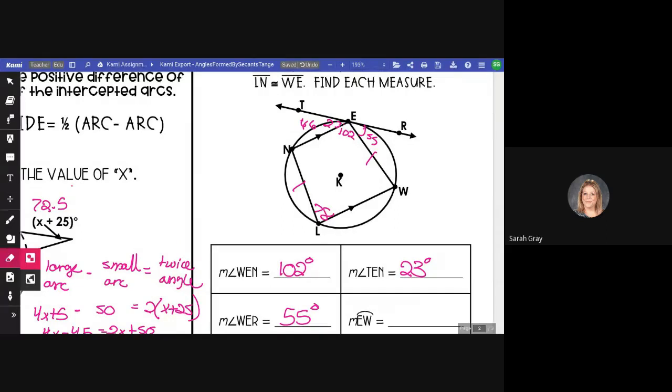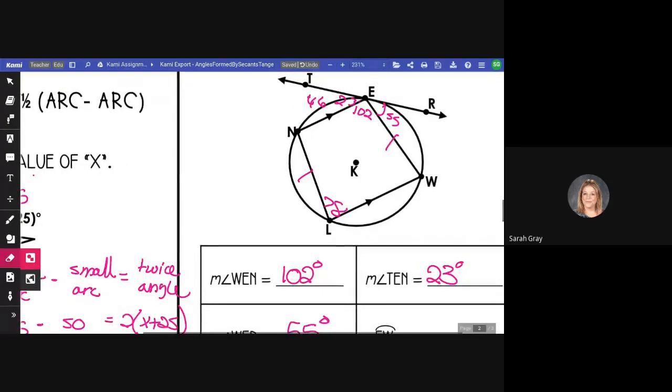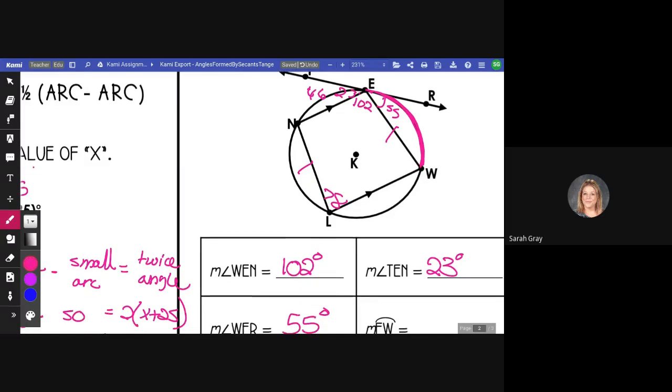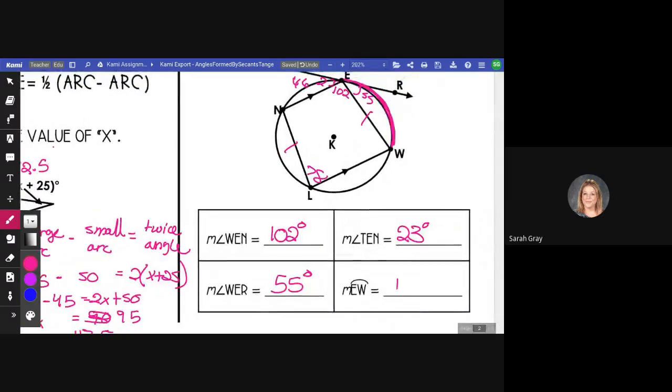If that angle is 55, how big is its arc EW? Other way. The angle is smaller than the arc. 110. Take the 55 times it by 2.